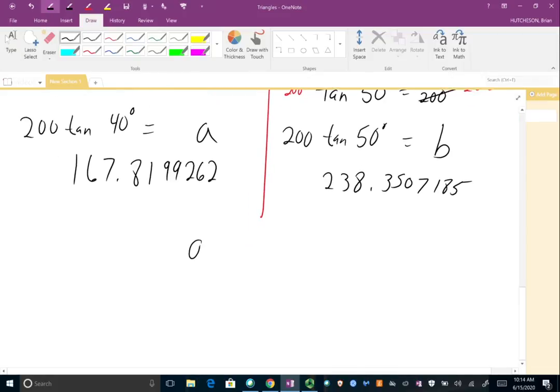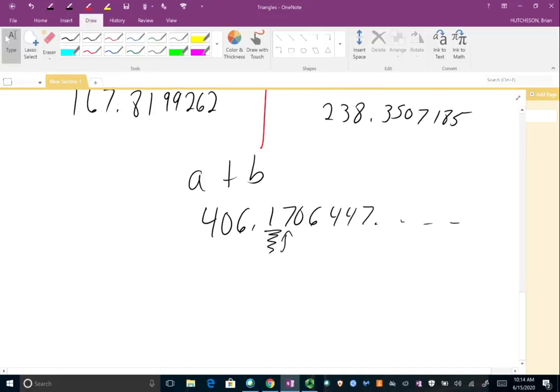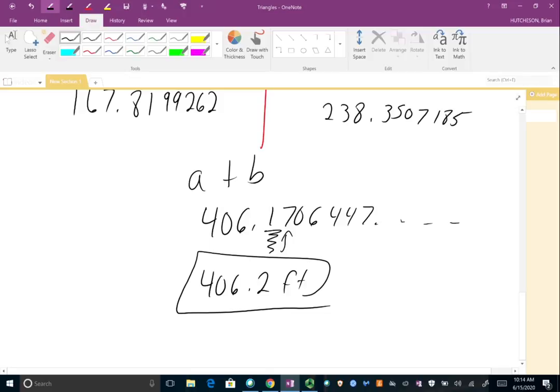But adding A plus B together gets me to 406.1706447 some change. If I want to round to the nearest tenth, I look at the 7. The 7's bigger, which rounds the 1 up to a 2. Right? It's bigger than or equal to 5, and you round up. So this is 406.2 feet. This is the height of the building next door to yours.